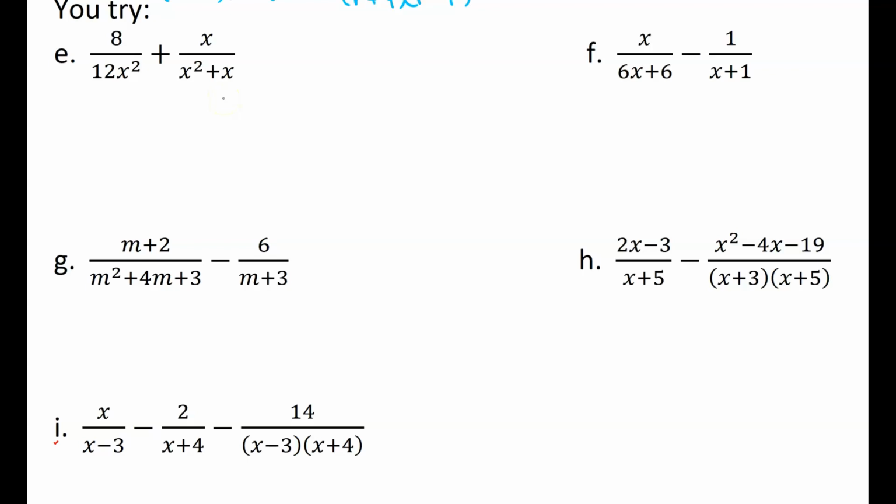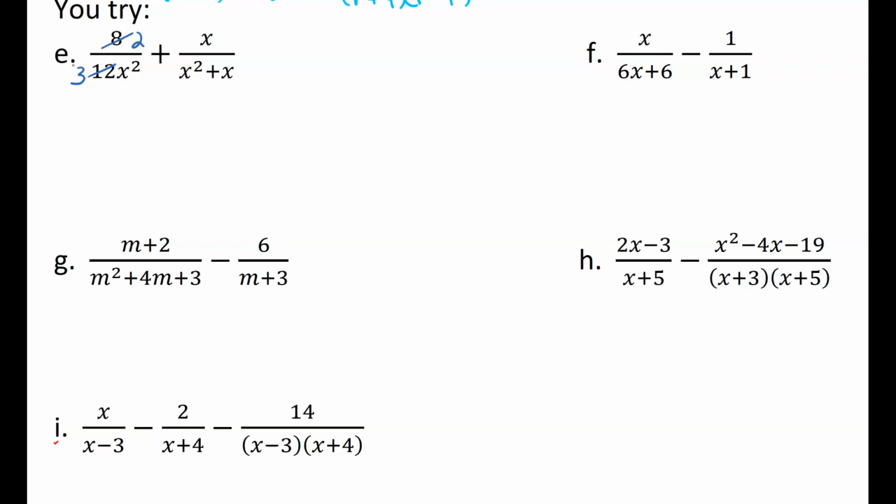Okay, I'm going to start off by talking about E because a lot of you were making this more difficult than you need to. So keep in mind, if you can simplify from the beginning, always do that. And always, always, always factor your denominators, okay? If you factor your denominator, it makes things much easier. So right off the bat here, I see that I have an 8 over 12, which we can reduce to 2 over 3, okay?